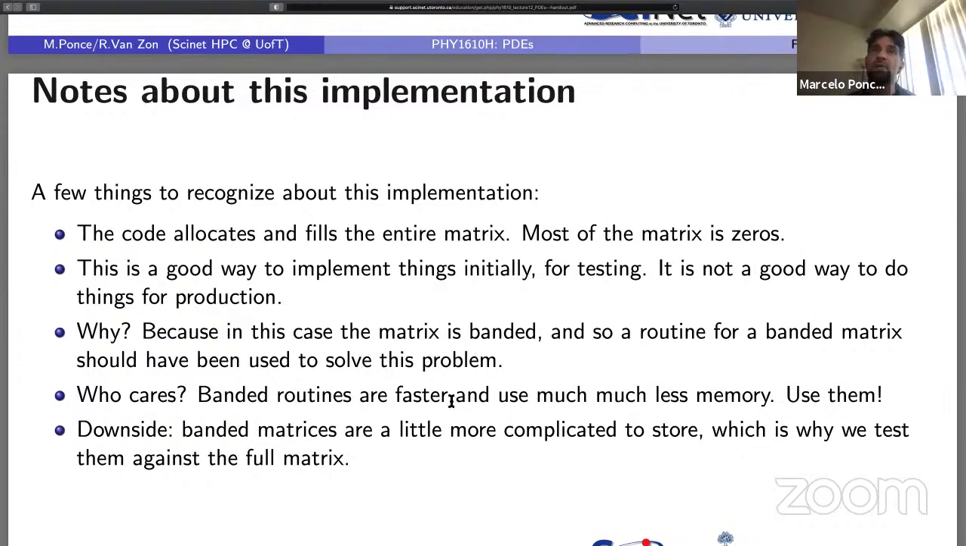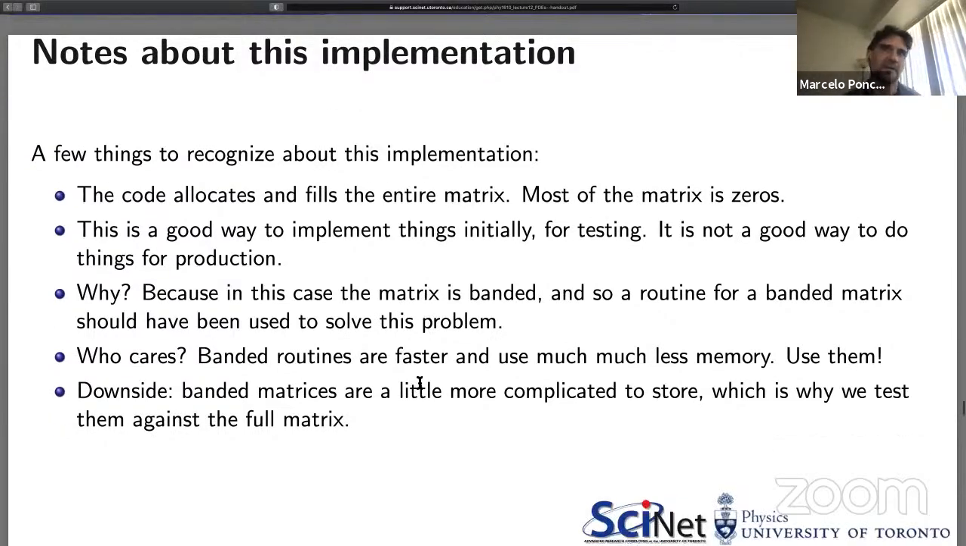Banded matrices, which allow you to store just the information of the diagonals, the elements that are not nil, are way faster and use much less memory. So that's the way to go. The downside is that banded matrices are a little bit more complicated to store, so you need a little bit of implementation detail there instead of the full matrix.